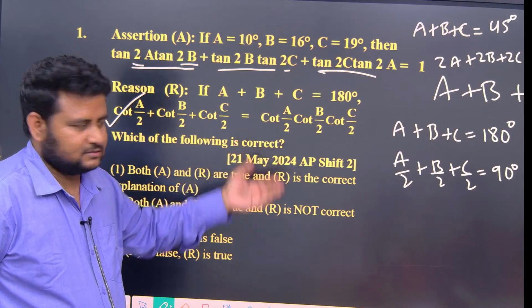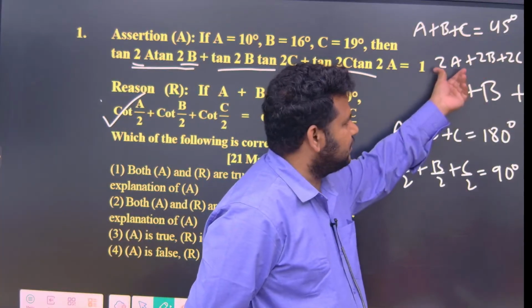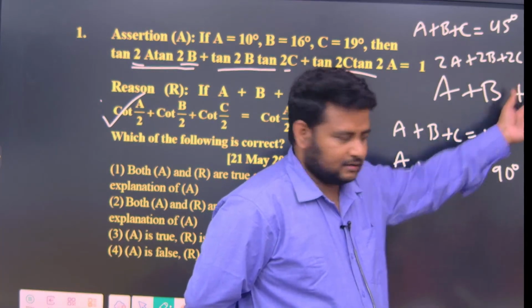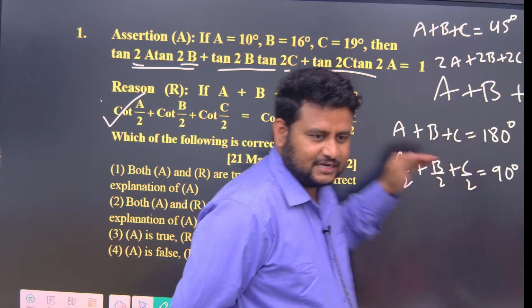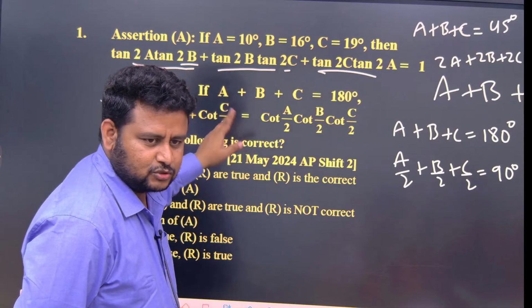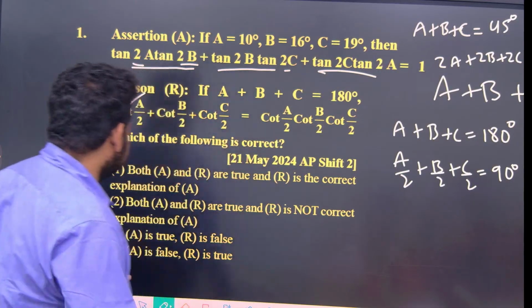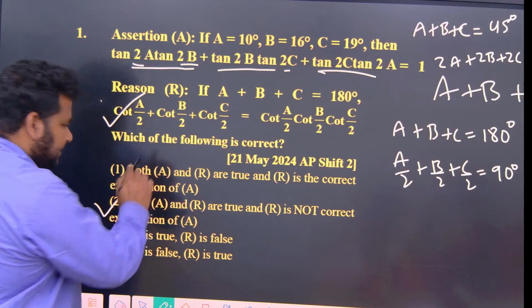Just because they are equal to 90 degree, see, here they gave equal to 45. We only made it equal to 90 degree. Okay, here we made it equal to 90 degree. That is the only common thing. Other than that, here we are talking about tan. Here we are talking about cot. So two different entities. So what is the answer? Both A and R are true and R is not the correct explanation of A.